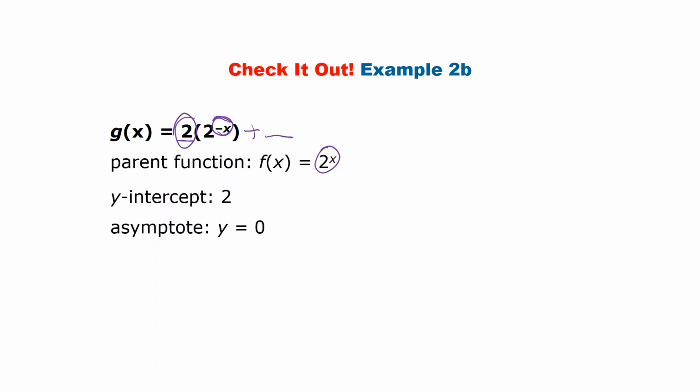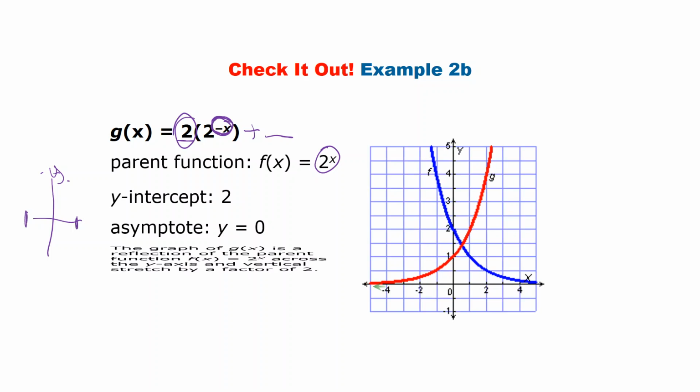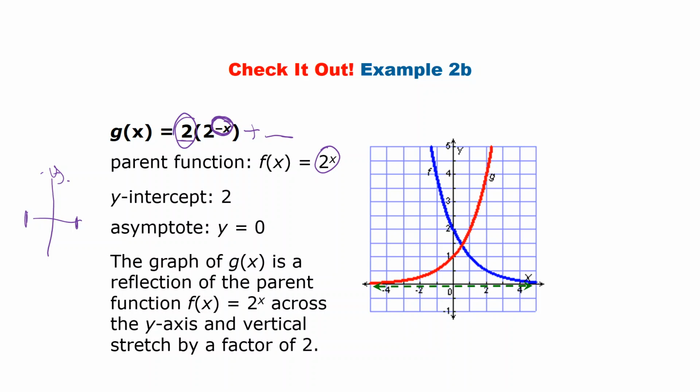Okay, also my x has got the negative on it, so that tells me that my x is going to go from positive to negative or negative to positive, so that's a reflection across the y-axis. All right, so here's what your graph should have looked like. And the graph is a reflection of the parent function, f of x equals 2 to the x power, across the y-axis and a vertical stretch by a factor of 2.